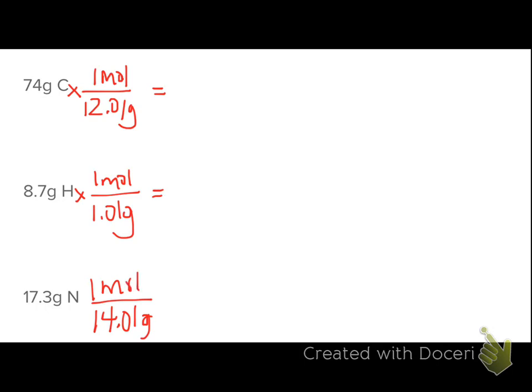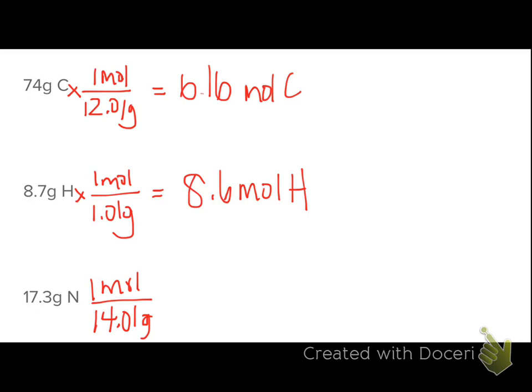Go ahead, pause it. See if you're getting the same numbers as me. So for carbon, we should have got 6.16 moles of carbon, 8.6 moles of hydrogen, 1.23 moles of N. So now I have my moles of everything. Once I have my moles, I need to divide by the lowest number. Pause again, divide by your lowest, and come back and see what you got.